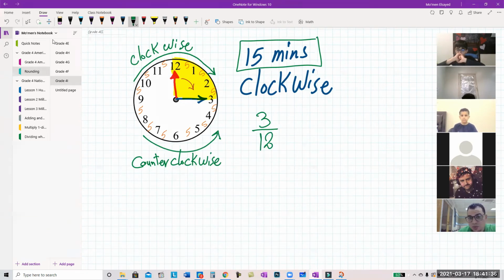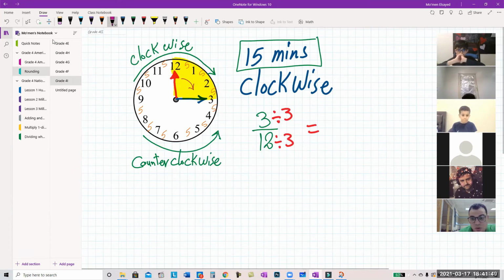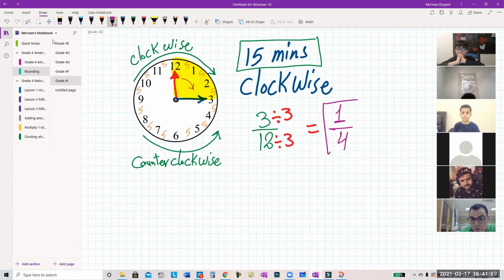Now, it's not in the simplest form, right? So we're going to divide it up and down by 3, because 12 is in the 3 times table. So 3 divided by 3 is 1, and 12 divided by 3 is 4. So it will be 1 over 4. That's the fraction I'm talking about, okay?